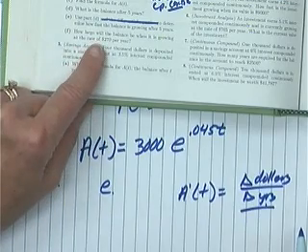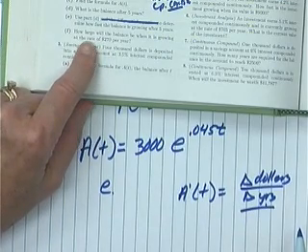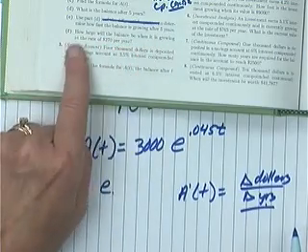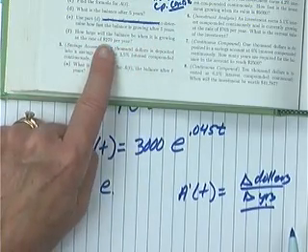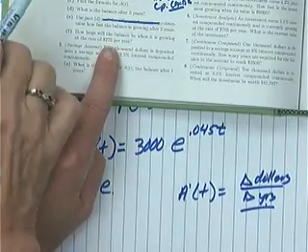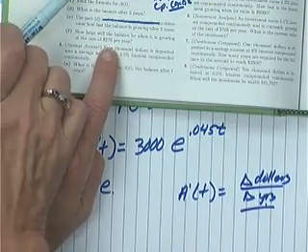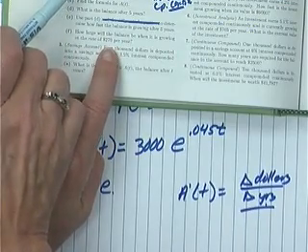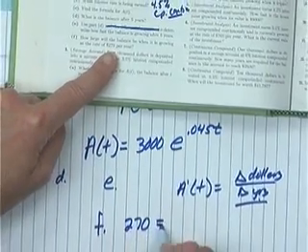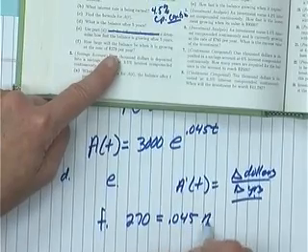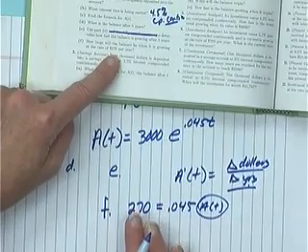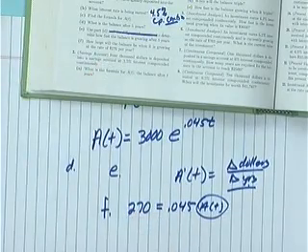Very good. Okay, part F, how large will the balance be when it is growing at a rate of $270 per year? The $270 per year represents the derivative, right? So for part F, you'd have 270 equals 0.045 A of t. It's asking what is the balance when it is growing at $270 per year.